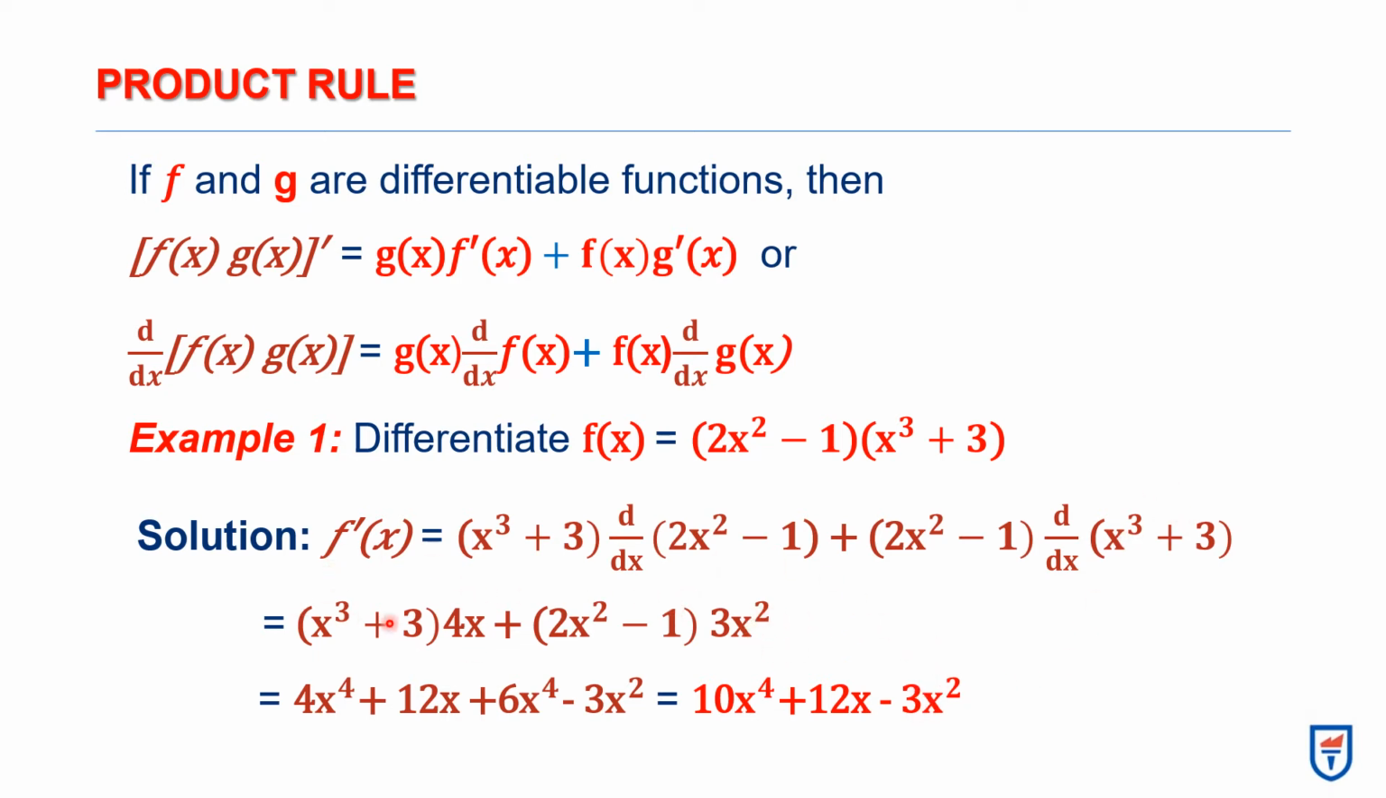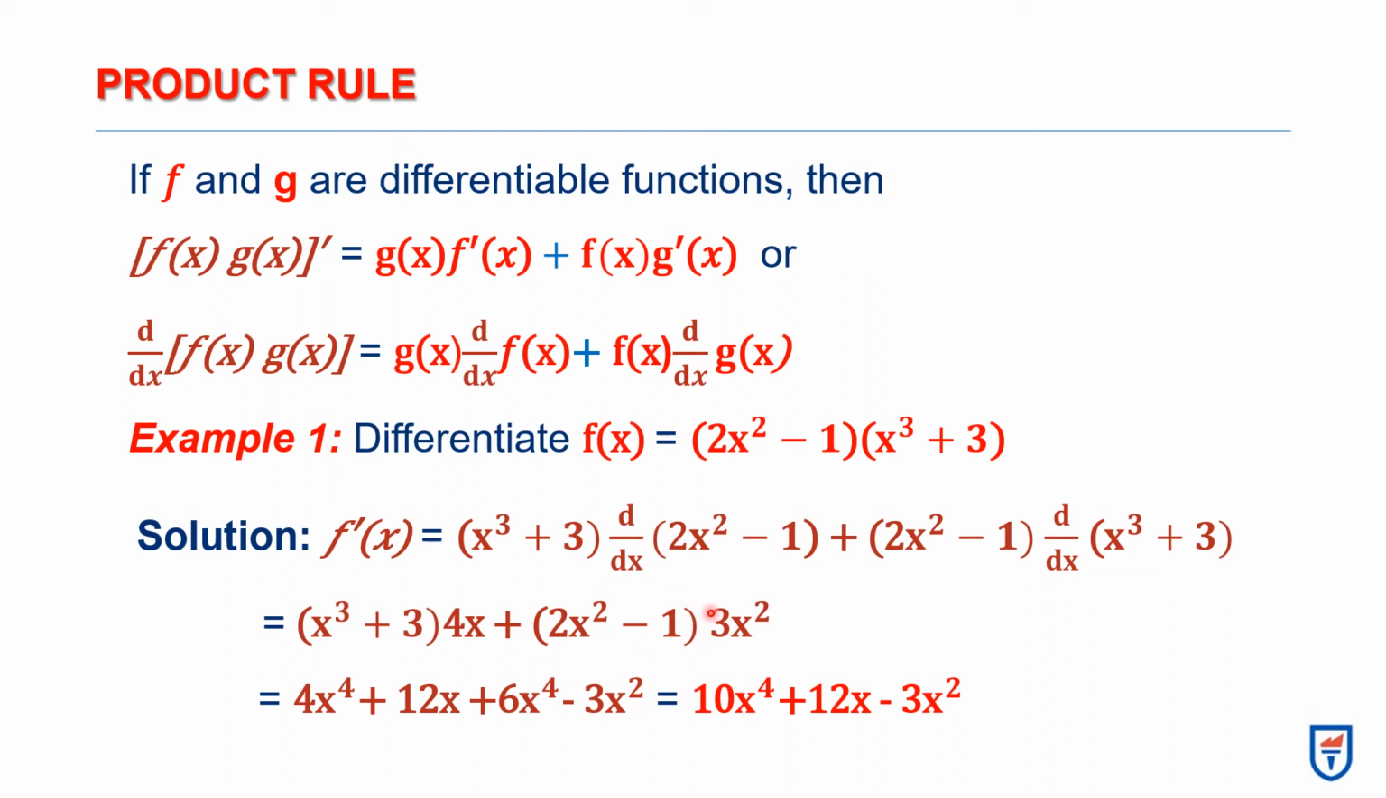So now we have a bracket of our function f(x) times our derivative of g(x), as well as the bracket of our g(x) times the derivative of f(x). So now we remove this bracket by multiplying by 4x, and say 4x times x cubed, we're going to get 4x to the power 4, and say 4x times 3, we're going to get 12x.